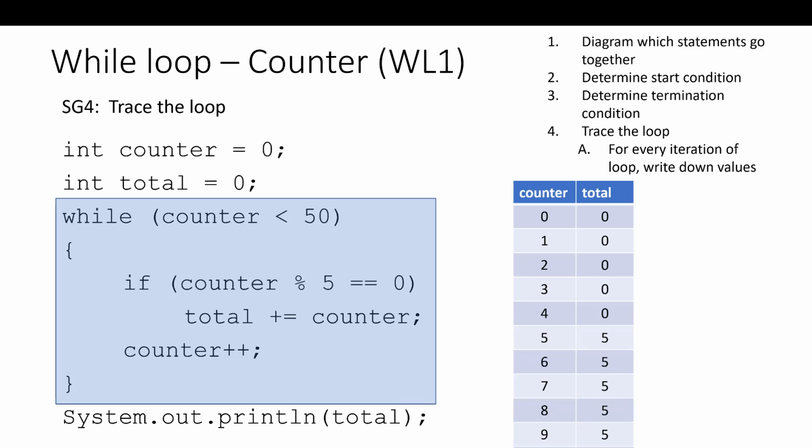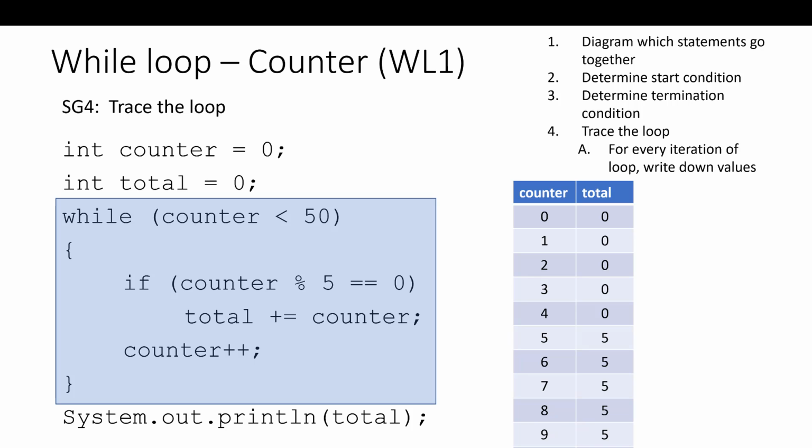Every time we go through the loop, it determines whether or not counter is evenly divisible by 5. Counter mod 5 is equal to 0. If it is, then counter, the value in counter, is added to the value in total.